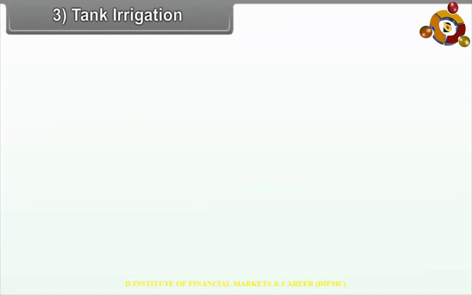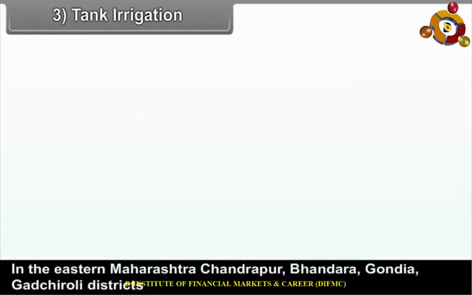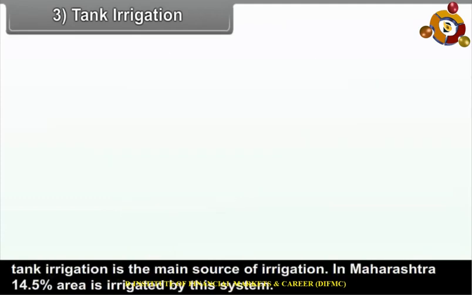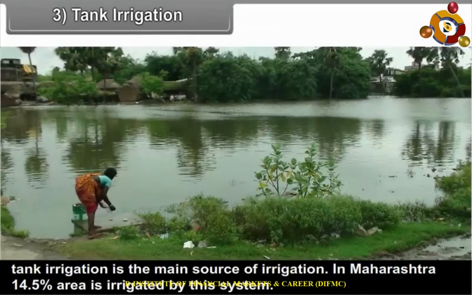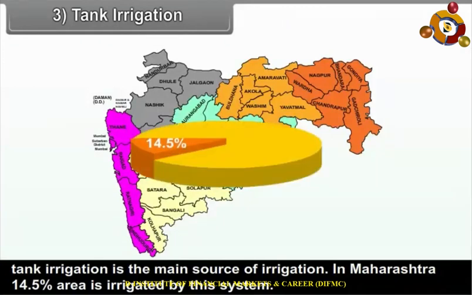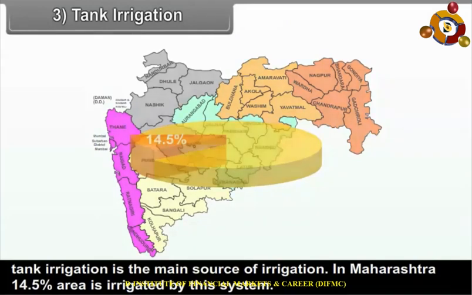Number 3, tank irrigation. In the eastern Maharashtra, Chandrapur, Bhandara, Gondia, Gadchiroli districts, tank irrigation is the main source of irrigation. In Maharashtra, 14.5% area is irrigated by this system.